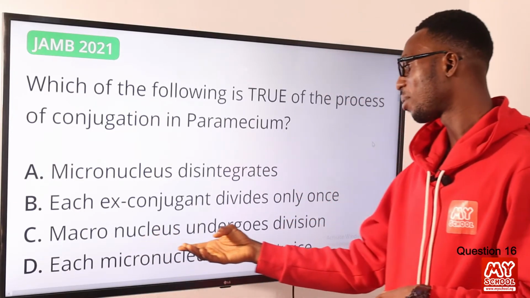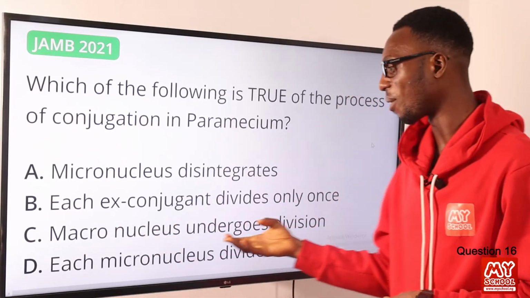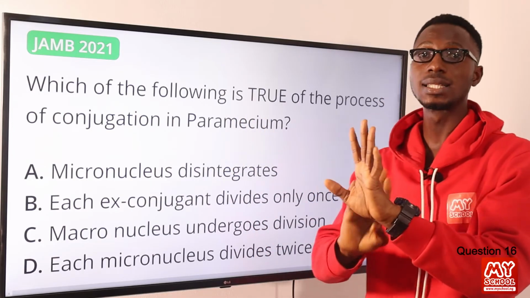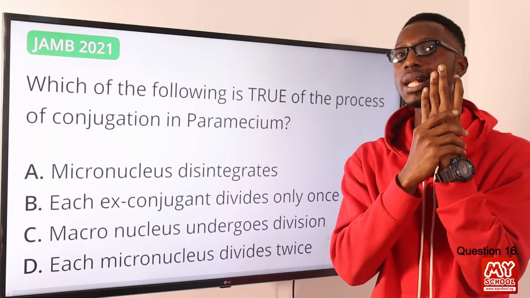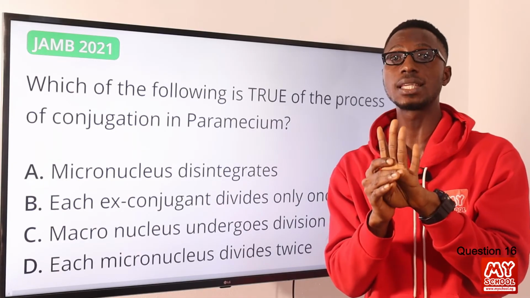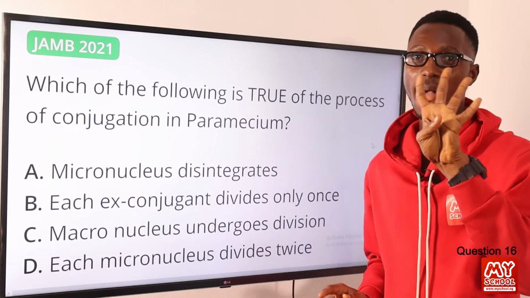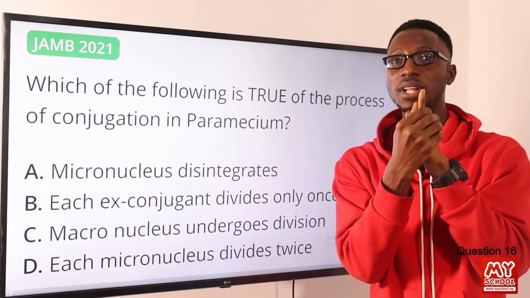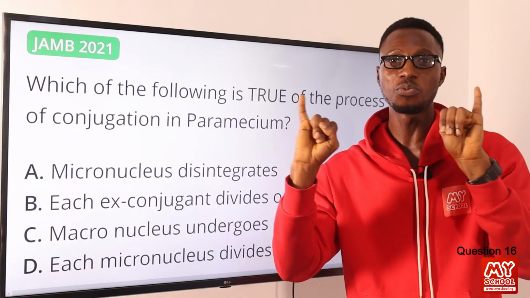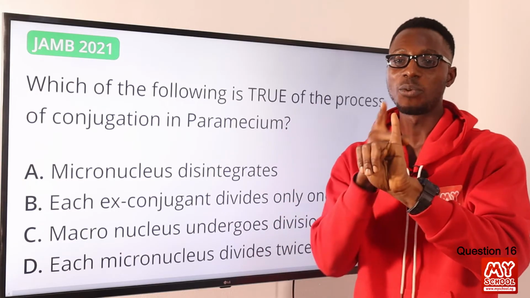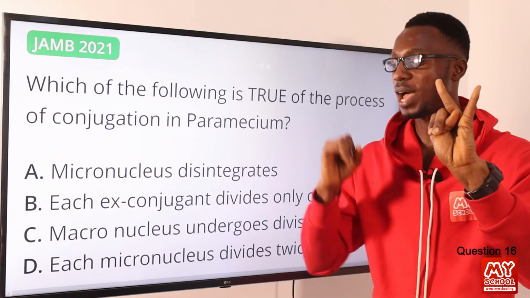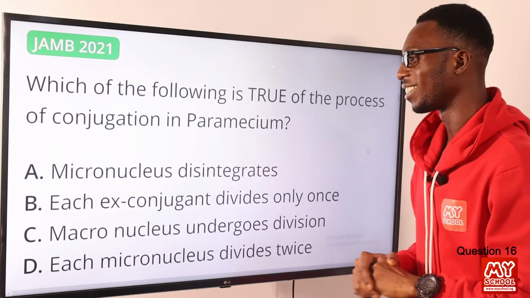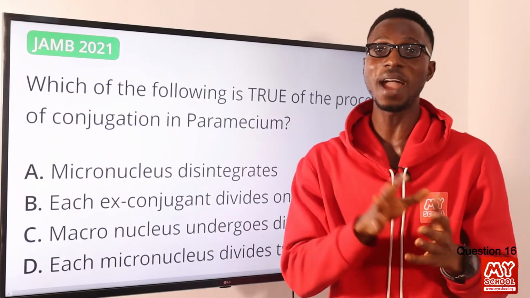Let's look at C: macronucleus undergoes division. This is incorrect. It is the micronucleus that undergoes division. To continue where I stopped earlier, each conjugant has a diploid micronucleus. Under the process of meiosis, it divides into four haploid cells. Three of them will disintegrate, so I have just one haploid cell remaining in each conjugant. At this point mitosis occurs, where this remaining haploid cell divides again into two. Then there will be an exchange of one from here to this place, and one from here to this place. So macronucleus undergoes division is incorrect; it's the micronucleus that undergoes division.